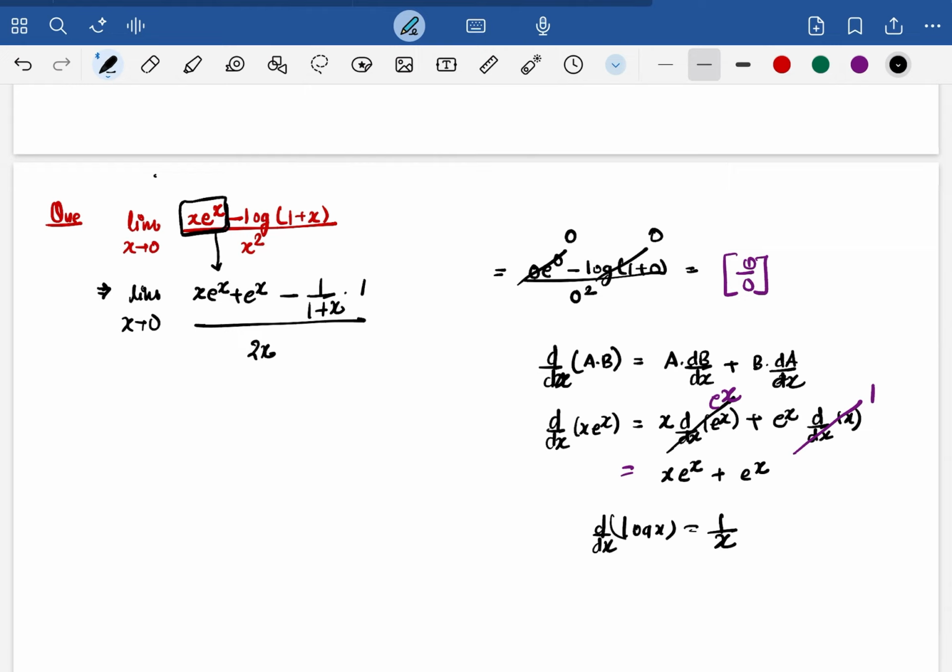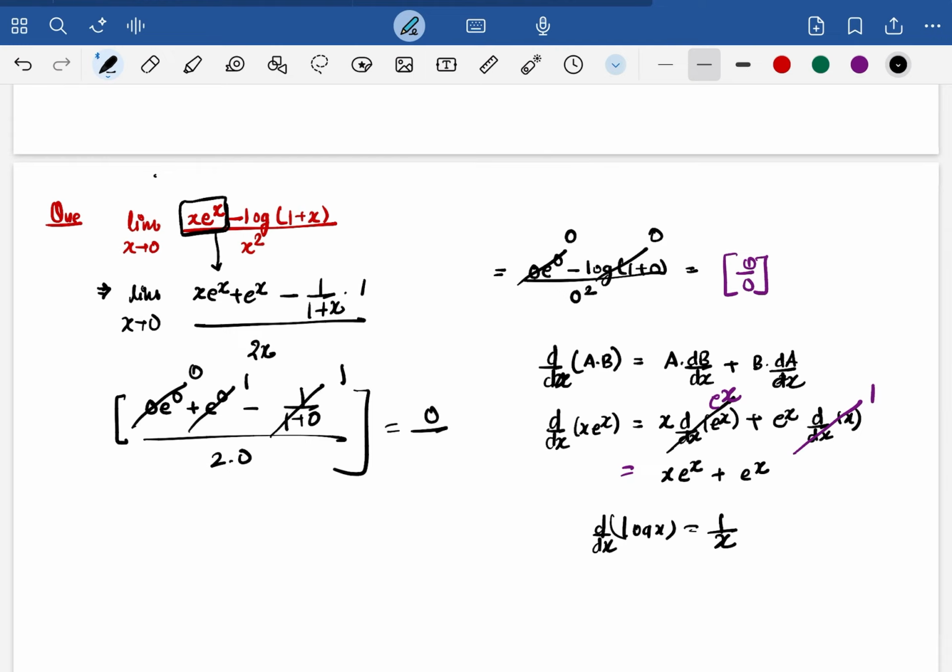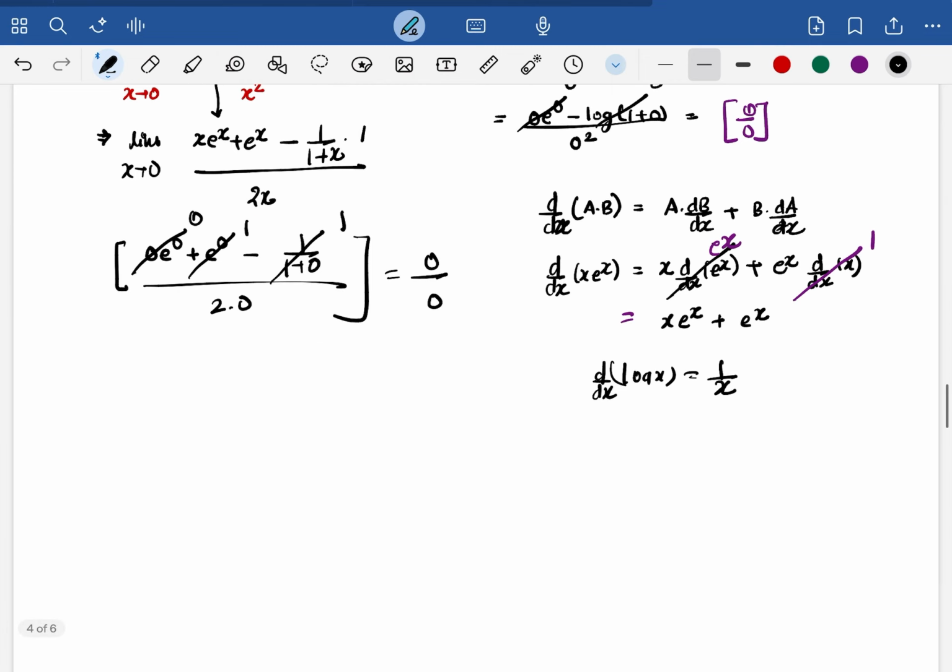So again, when you put the values, can we say 0 into e to the power 0, plus e to the power 0 minus 1 by 1 plus 0, divided by 2 into 0. So this is 0, this is 1, and this is 1. So again numerator is 0, denominator is 0. So what we'll do, we'll just differentiate one more time. Okay, so limit x tends to 0.